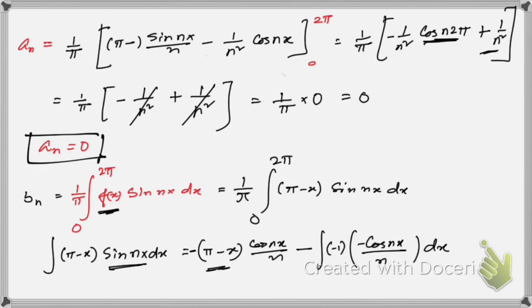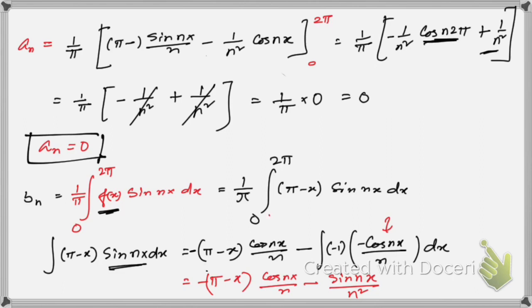Now what we can do here, we're going to get minus pi minus x into cos nx by n. Here this is minus minus plus, again plus minus minus, so an odd number of negative signs is going to give you minus, right? Then again if you integrate this cos nx, you're going to get minus sine nx by n into n, that's going to be n square, right? So this is the result we have got.